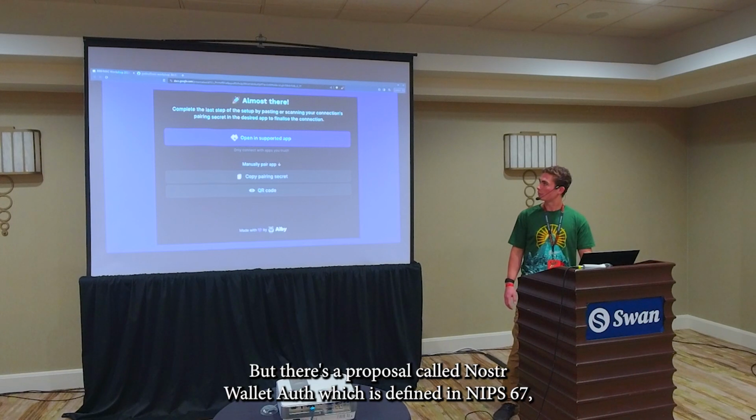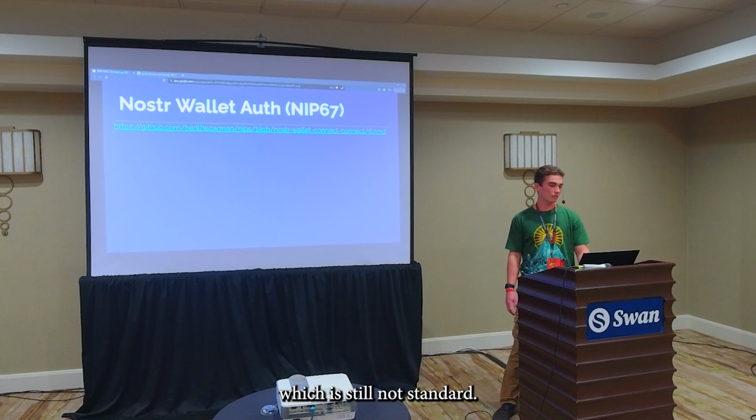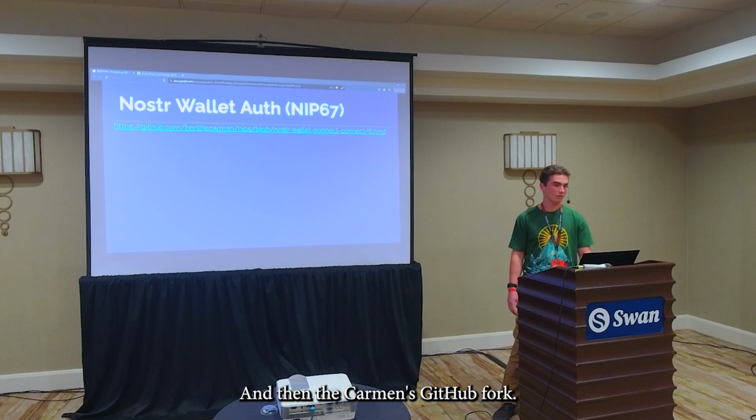So this works, but there's a proposal called Nostr Wallet Auth, which is defined in NIP 67, which is still not standard. It's still just a proposal. So you'll have to find it in Ben the Carman's GitHub fork.